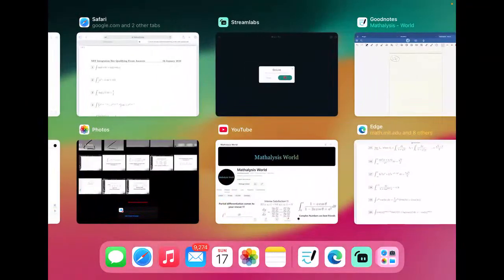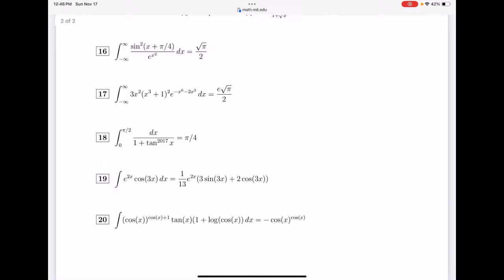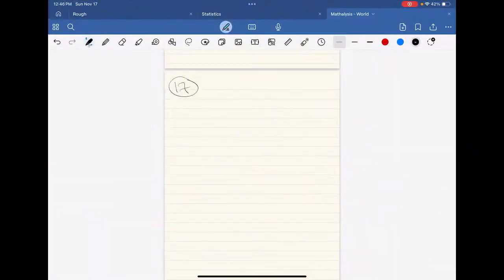So yeah, root pi by 2. Integral from minus infinity to infinity of 3x square times x cube plus 1 whole square, times e to the power minus x to the power 6 minus 2x cube, dx. Oh, that's so long. Okay, how do we solve this problem? I'm just so tired, guys. Okay, so let's try to solve this.